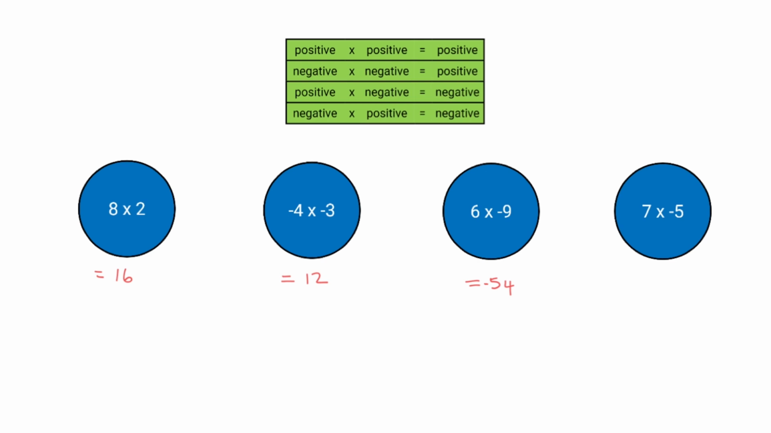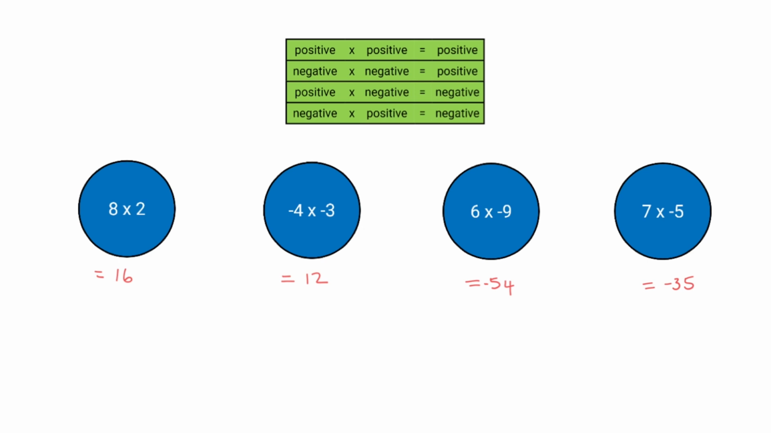And then this last one, 7 times negative 5. First, we multiply 7 times 5, that's 35. And now I look at the sign. I've got a positive and a negative. Can you see I've got one of each? So my answer is going to be a negative.